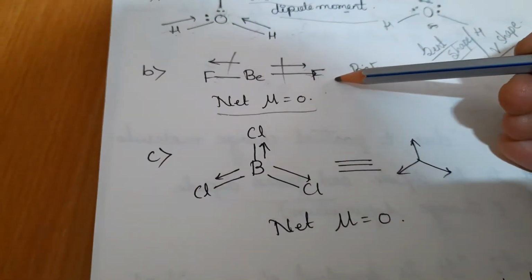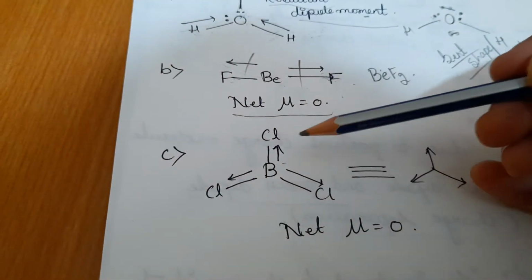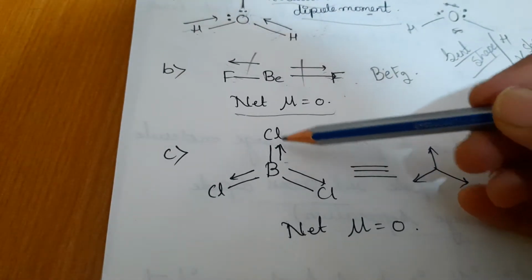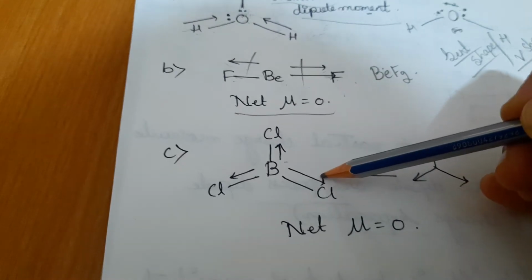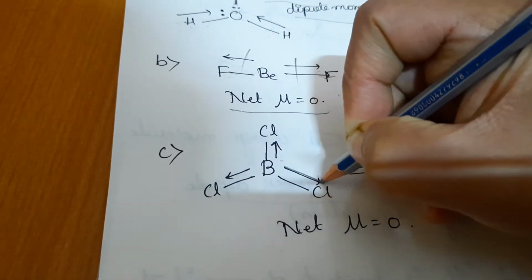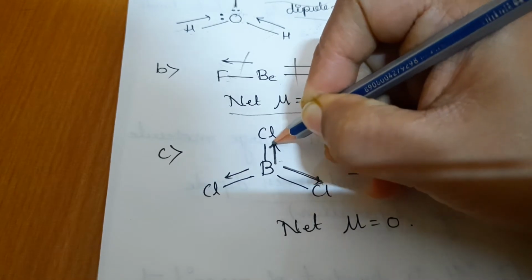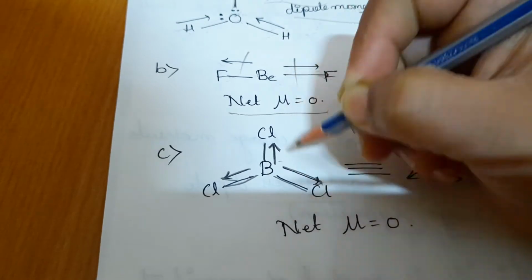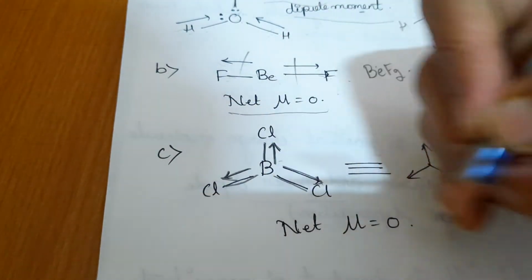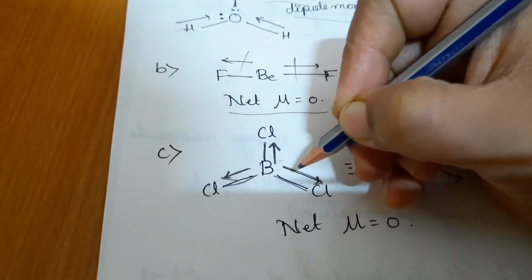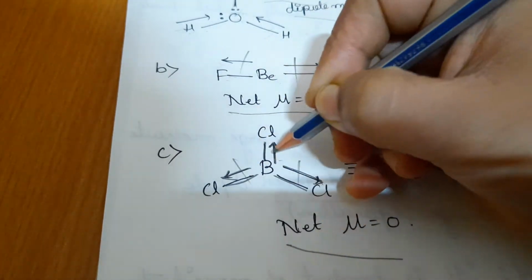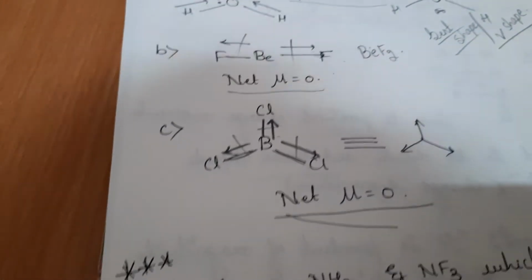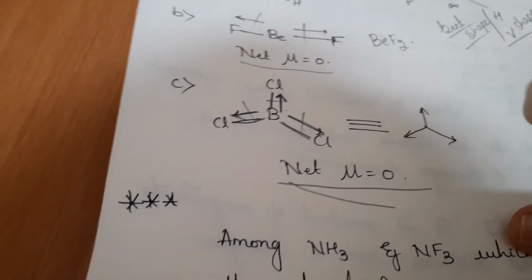So in this case, the net dipole moment will be 0, and the molecule is said to be neutral. Likewise, can you say this one? Boron trichloride, BCl3. Three electronegative chlorine atoms will be pulling the electrons towards themselves, and we will be showing this pull in this fashion. As all three bonds are pulling the electrons away from the boron, the net dipole moment also cancels out, and the whole molecule becomes neutral. Net dipole moment will be 0 in this case also.